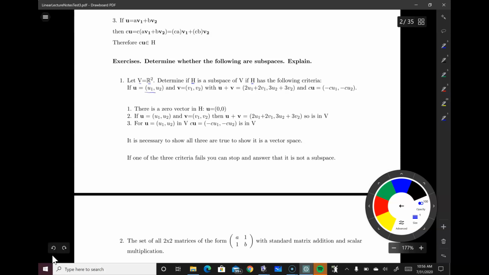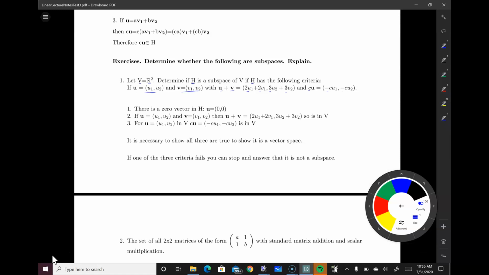So this says if I have two vectors in my subspace, then the rules for the subspace are: when you add them together, you take 2 times each of the x coordinates and you add 3 times each of the y coordinates. And then how you multiply by a constant is you end up taking the opposite sign.